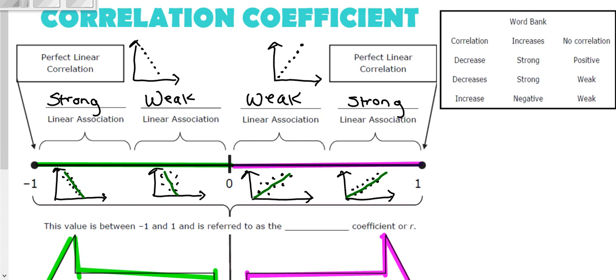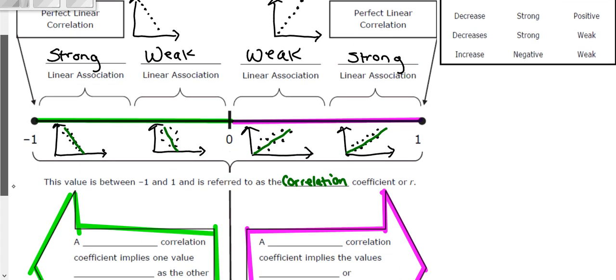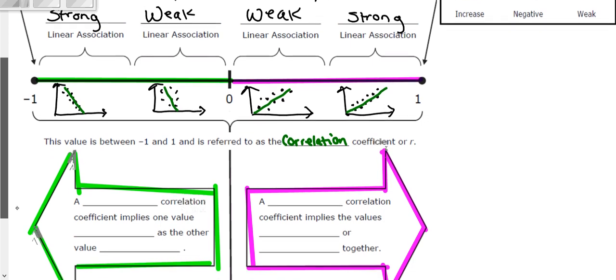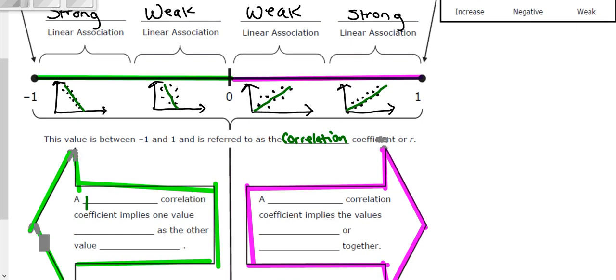So for correlation coefficient, the value is between -1 and 1, and again is referred to as our correlation coefficient. A negative correlation coefficient implies that one value decreases as the other value increases. That's just a fancy way to say that this is when we have a negative slope.